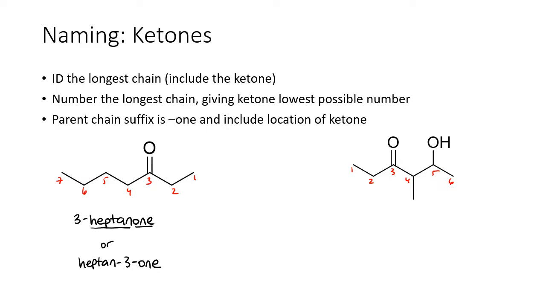Now we will name our branches. We have a hydroxy group on carbon number 5 and a methyl group on carbon number 4. So in alphabetical order, the hydroxy group goes first. So we have 5-hydroxy, 4-methyl, and then placing the location of our ketone is at carbon number 3, and hexanone is going to be our parent chain name. We could also rewrite the end to have it as hexane 3-one.